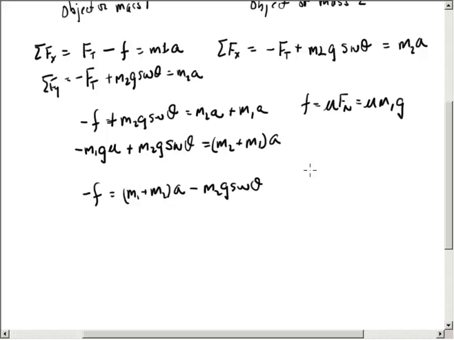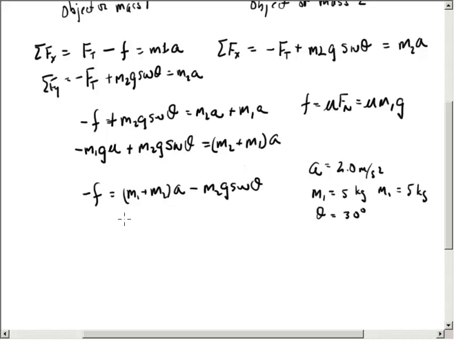So if we had said that a was equal to 2.0 meters per second squared, m1 equal to 5 kilograms, m2 equal to 5 kilograms, we know what g is, and we let theta be equal to 30 degrees, then we could substitute our numbers in.